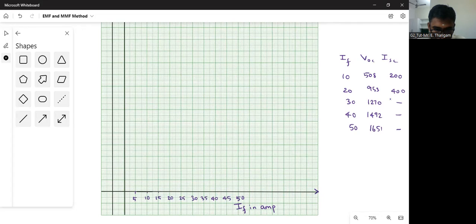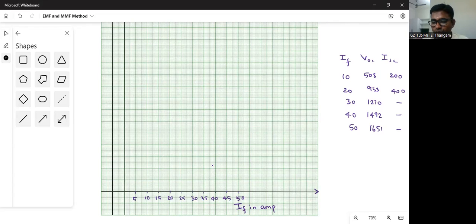So we have taken 1 centimeter equal to 5 amps for our x-axis. That is very important. While taking the x-axis, all the way to 50 amps, we should mark it. We cannot take 1 centimeter to 2.5 amps, because then we cannot plot 50 amps on the x-axis. So it is better to have 1 centimeter equal to 5 amps, so all 50 amps can be plotted here.